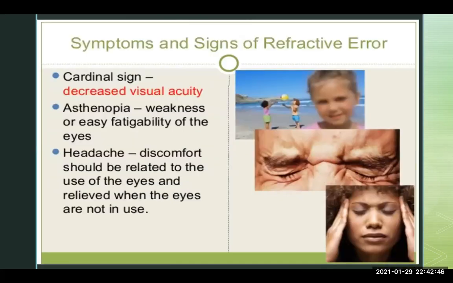Symptoms and signs of the refractive errors in general. The cardinal sign is decreased visual acuity, which is a common sign. The patient complains that objects, whether near objects or far objects, are not clear, and he is trying to see these objects clearly, but he cannot. So the cardinal sign is decreased visual acuity.